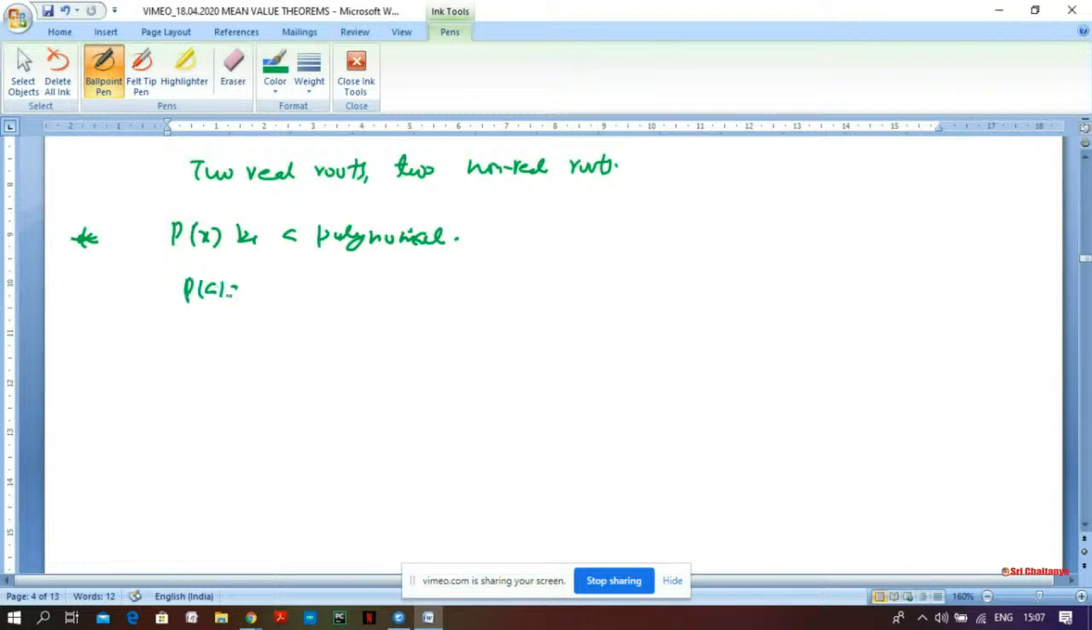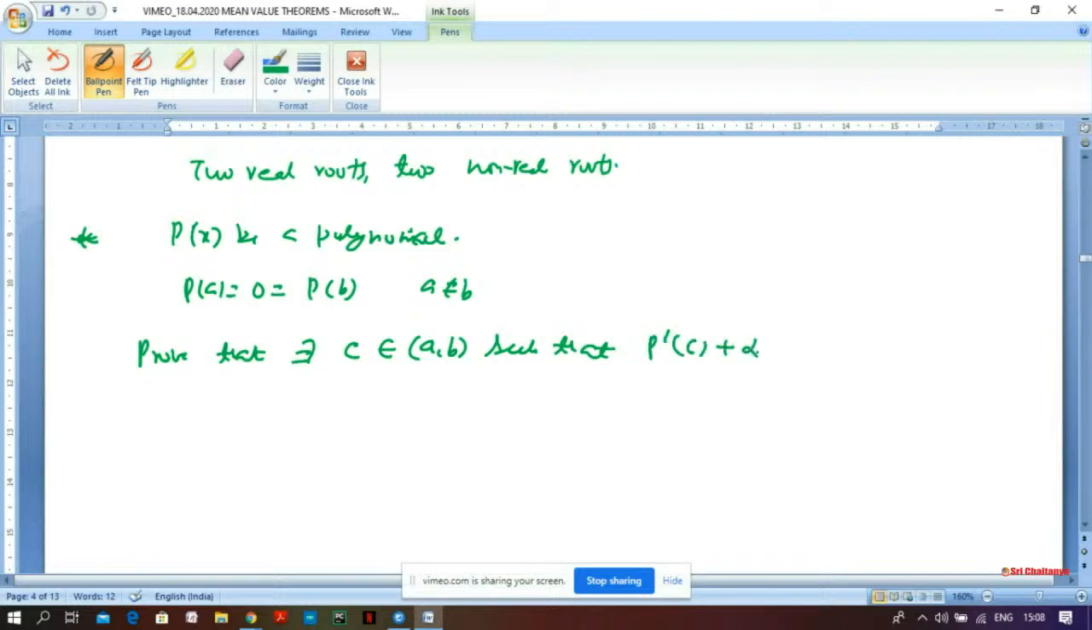Now p of a is 0 is p of b, that is given. a is not b. You can take a less than b or the other way, that does not matter. And now you are saying that prove that there exists c that belongs to the open interval (a, b) such that p prime c plus alpha times p of c equals 0 for every alpha belonging to R.